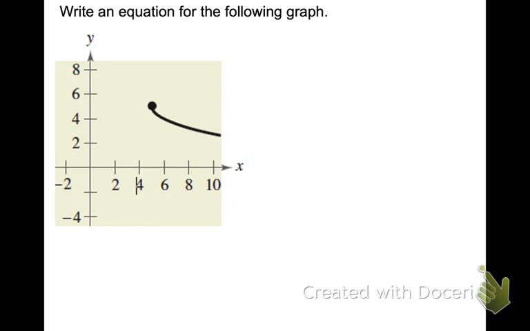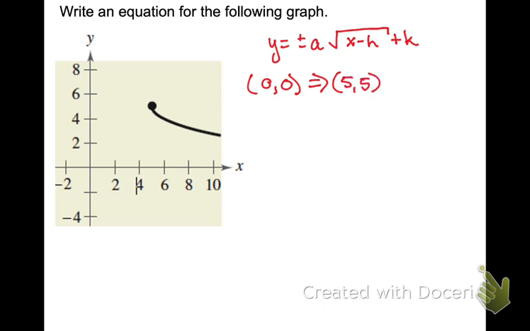Thank you. Okay. So what equation is this? Square root. So y equals plus or minus a times the square root of x minus h, plus k. Write it every time until you have it stuck, okay? So give me your h and your k. Oh, wait, 0, 0 went to where? I think 5, 5. Do you guys agree? Yeah. Okay, 5, 5.